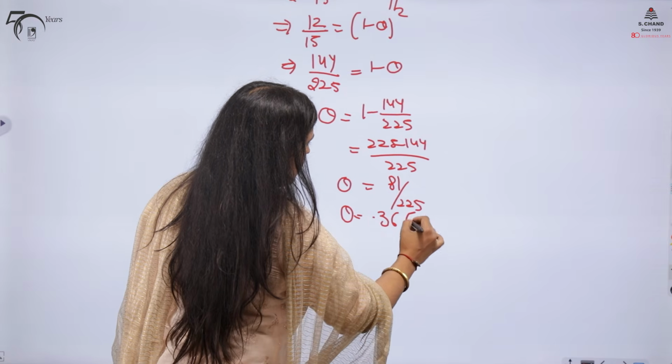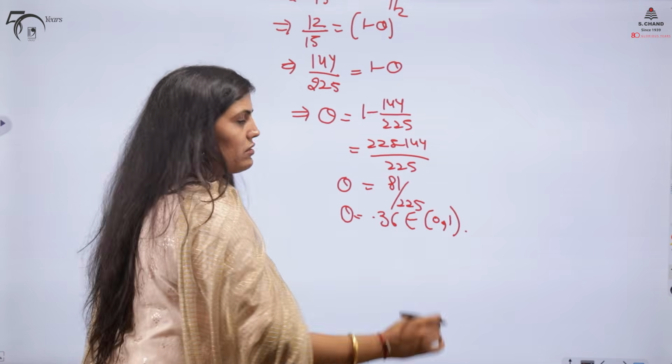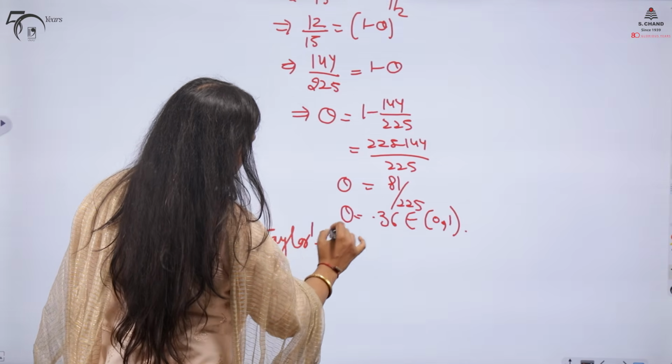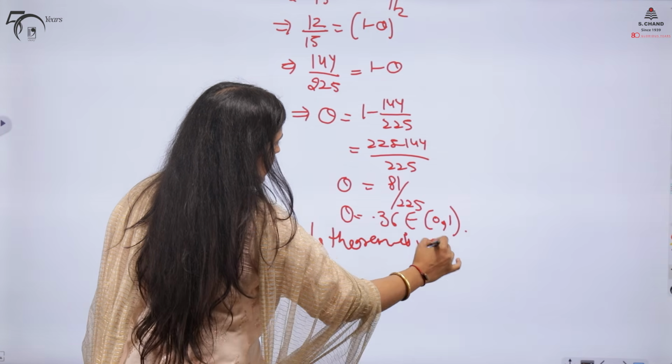It is very clear that it is lying between 0 and 1. So, it means the Taylor theorem is verified.